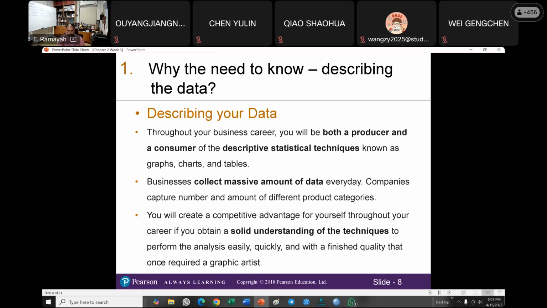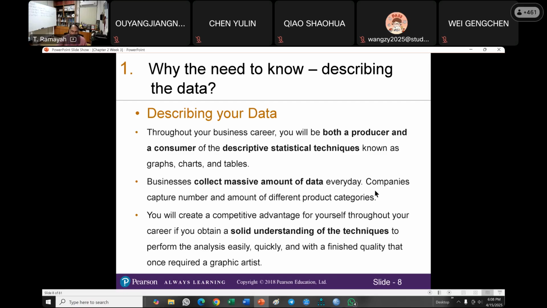And throughout your career, when you start working or you're already working, you will be both a producer and a consumer. So in many companies now, they collect a large amount of data. If you go to a supermarket, every time you check out, they will know what kind of product you bought, at what time, what day of the month. They have all this information, and also this information is by different product categories. So you already have this information.